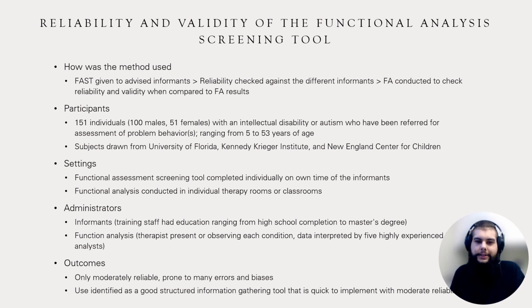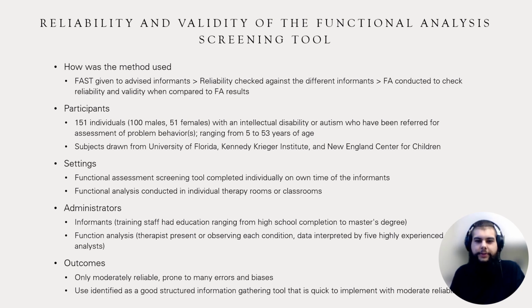The informants of the clients, that is, the ones who were supplying the data for the FAST, consisted of parents, family members, educational assistants, and care staff who are familiar with the client. There were 2 informants per participant. As for the setting for the study, the functional assessment screening tools were completed individually by the informants. As for the functional analysis, this was conducted in individual therapy rooms or cornered off areas of classrooms. These assessments would be spread throughout 10-minute sessions multiple times throughout the day or the week for some clients.